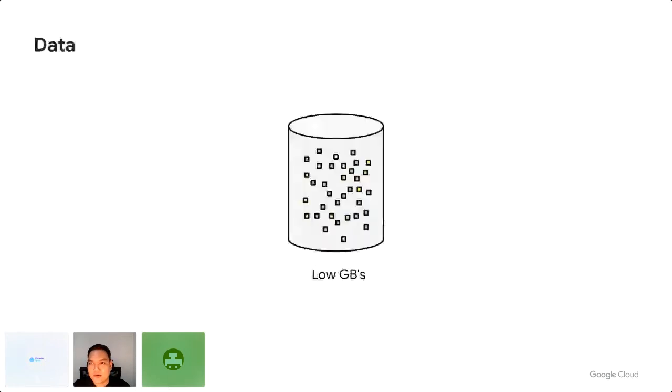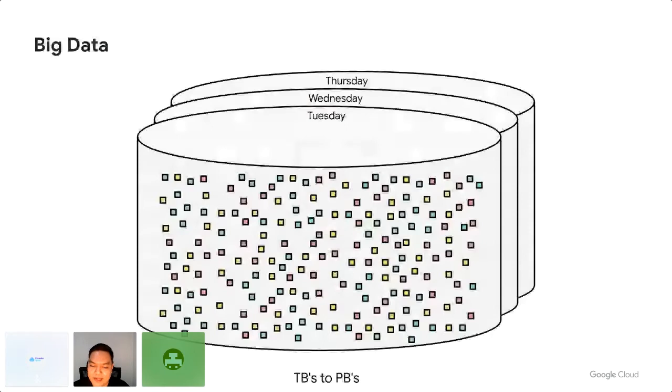Before I go deep into the code, let's talk about data a little bit. Data in the past used to be low in gigabytes. It could fit into one simple database and everything worked. Nowadays, we have big data to handle. Different days may have terabytes to petabytes of data, and a lot more data is coming in per day. So we have to find a way to manage this huge amount of data efficiently.